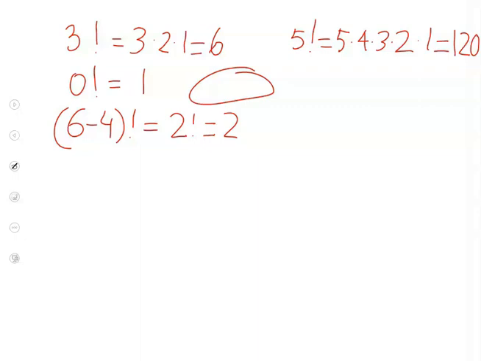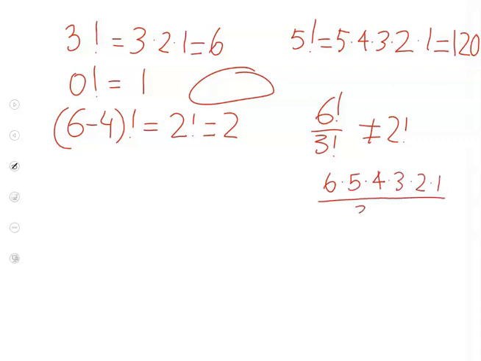Okay, what about this? If I have 6 factorial over 3 factorial, will it be 2 factorial? No, because... Okay, so not 2 factorial. So what do we need to do? We have to expand this out: 6 times 5 times 4 times 3 times 2 times 1. And this 3 factorial is just 3 times 2 times 1.